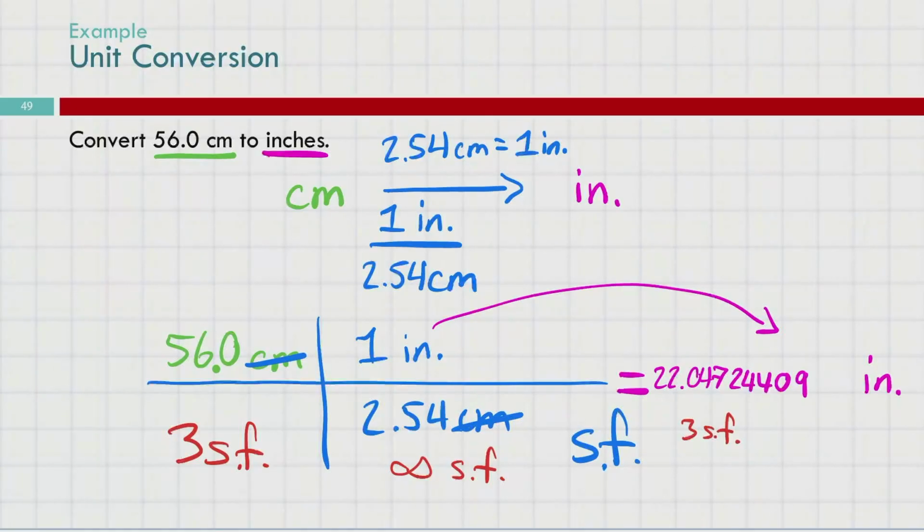So looking at our number 22.047 and so on, the 0 is our third number. We're going to look at the 4 to see how we round. 4 is less than 5, so we round down, and our answer would be 22.0 inches, final answer.